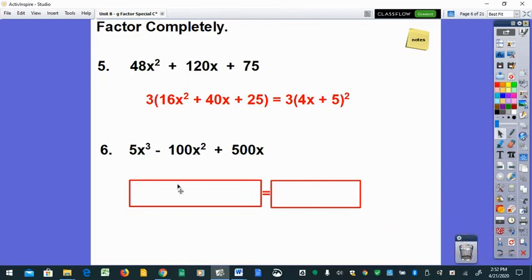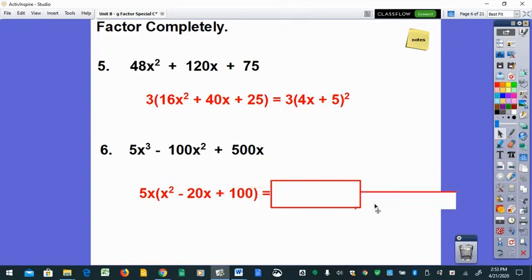Now the next one is basically screaming at you that there's a GCF because we don't know how to factor cubes. So if there's a cube there, the only way we can factor it is if there has to be a GCF. In this case, the biggest number that divides into all of these is 5, and the smallest exponent is x. So our GCF that's going to come out in front will be a 5x. 5x times x squared gives me 5x to the third. And then minus 20x plus 100.